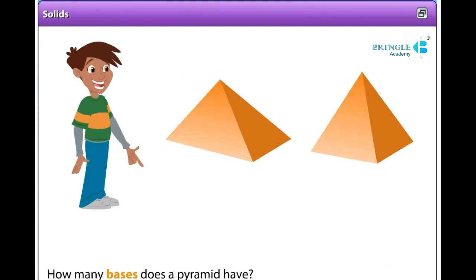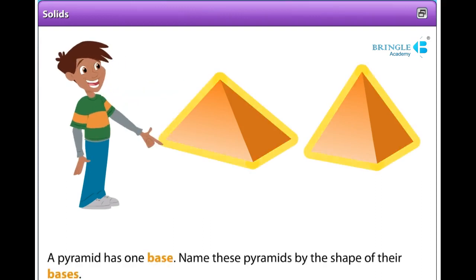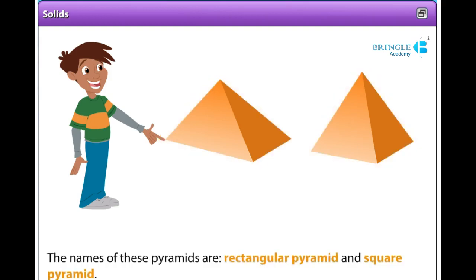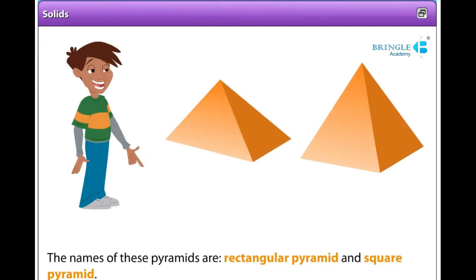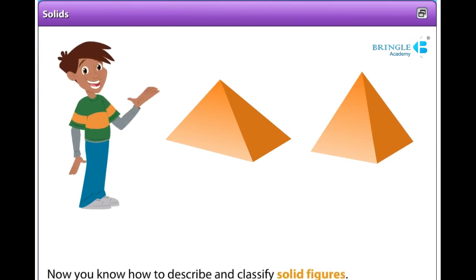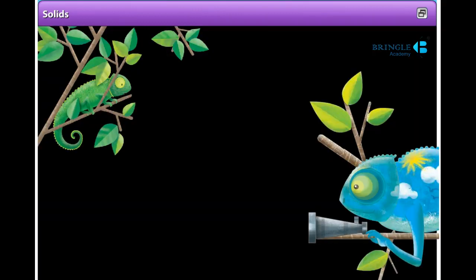How many bases does a pyramid have? A pyramid has 1 base. Name these pyramids by the shape of their bases. The names of these pyramids are rectangular pyramid and square pyramid. Now you know how to describe and classify solid figures.